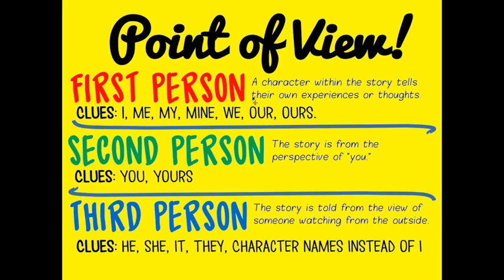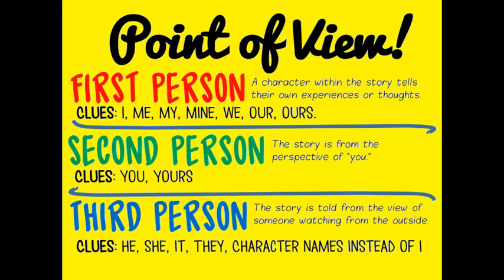First-person point of view is when a character within the story tells their own experiences or thoughts. This can sound almost as if the character is writing in a journal or diary. They're talking about themselves. Since they're talking about themselves, you will see words like this: I, me, my, mine, we, our, ours. These are what we call clue words. These clue words help us to know that the text is written in first-person point of view.